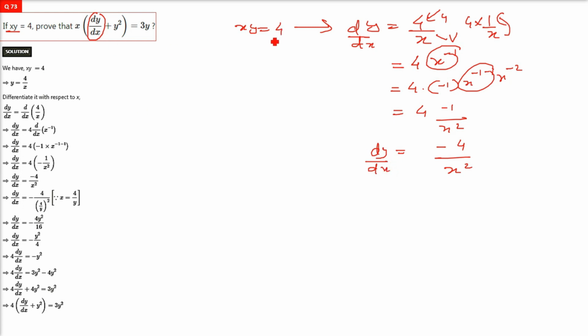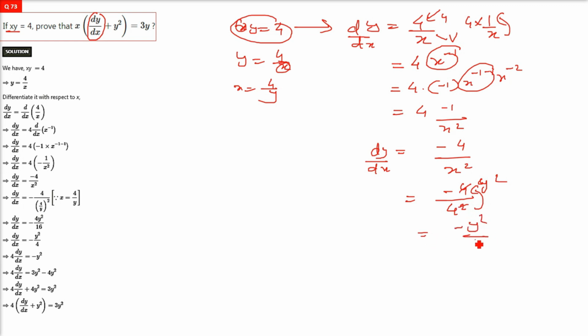Still we are not getting the answer, so we have to do certain more things. Now xy is equal to 4. What did you write, y equals 4 by x or x equals 4 by y? x is 4 by y. Now you can put it here. Minus 4 in place of x squared, you can write 16 by y squared. The y squared goes up because it was in the denominator, so it goes up in the numerator. The 4 gets cancelled. There will be minus y squared divided by 4. This is dy by dx.